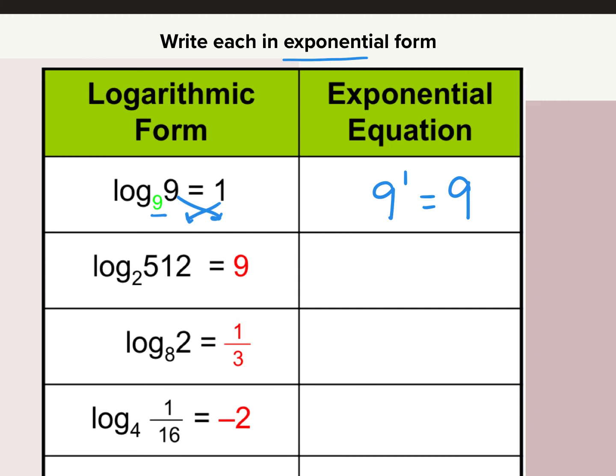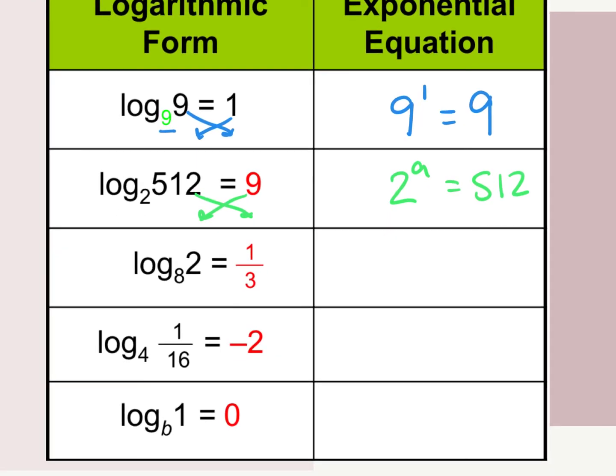All right, for the next one, what's my base? 2. What's my exponent? 9. And then what's it equal to? 512. So 2 to the 9th power is equal to 512. All right, next. What's the base? 8. What's my exponent? 1/3. And what's it equal to? 2.